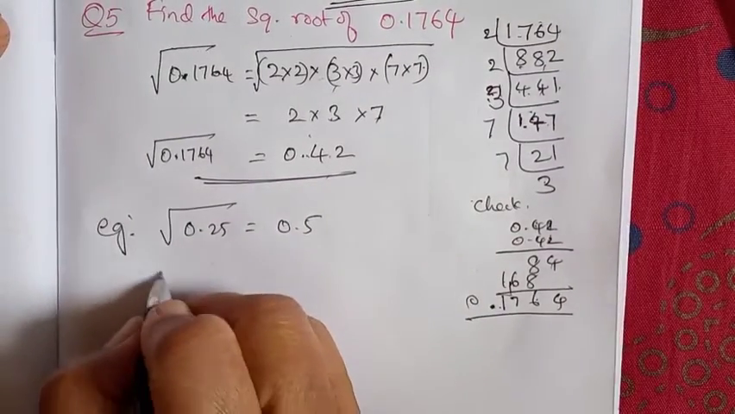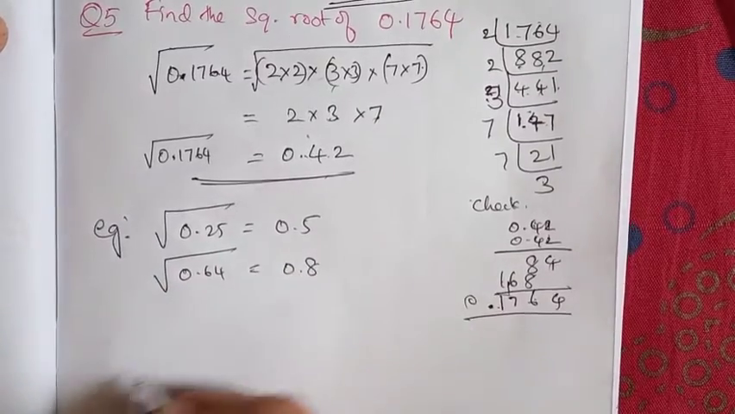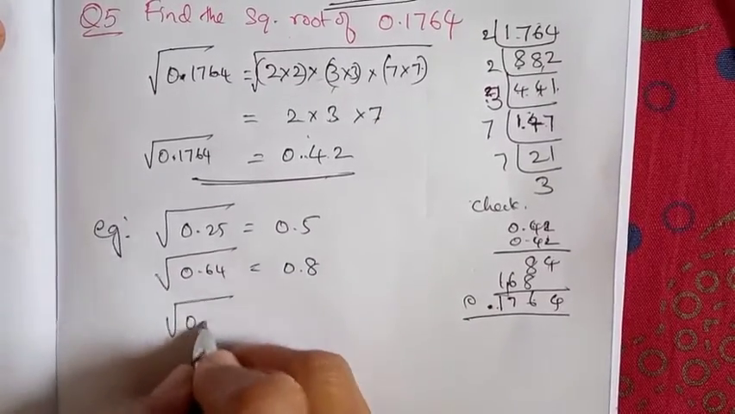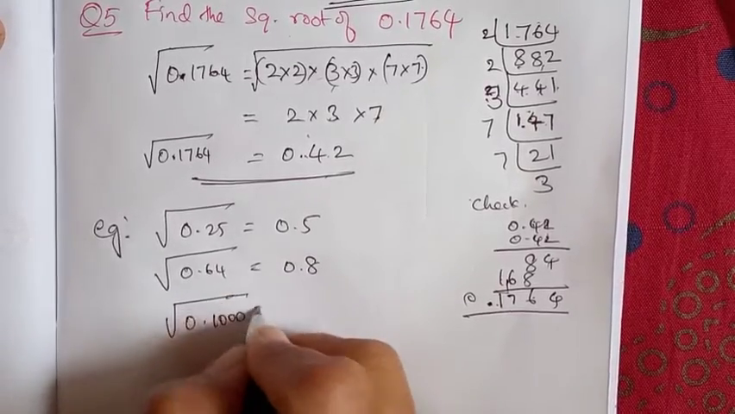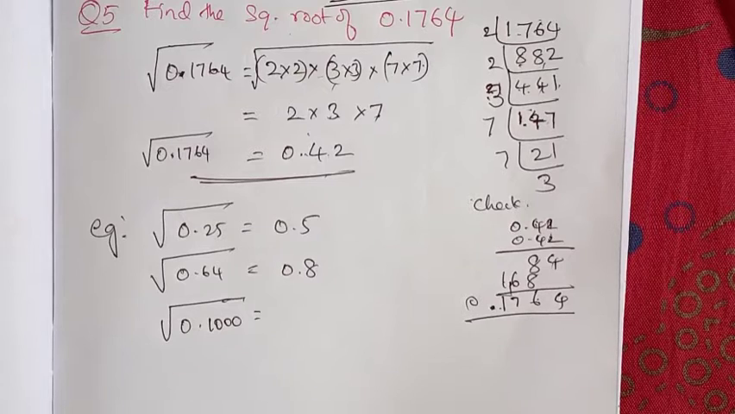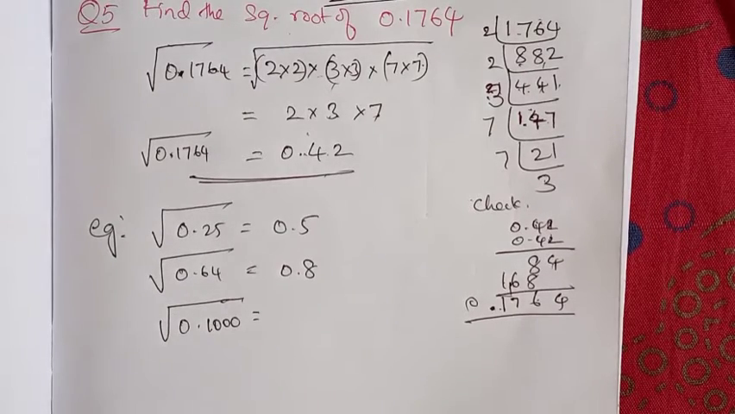Square root of 0.64. What is the answer? 0.8. Like that. 0.1000. How many digits are there? 3 digits. 10 tens are 100. 10 square is equal, right.